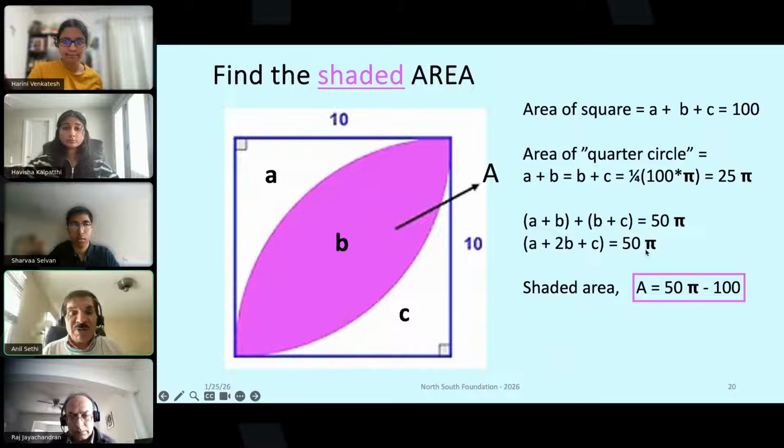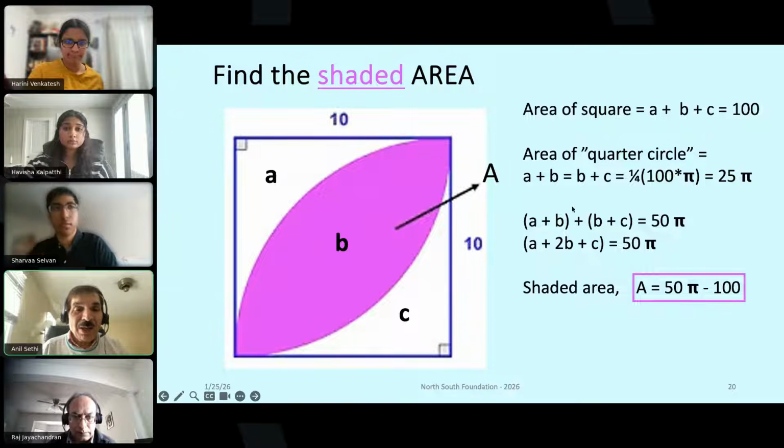So if you add them up, you get 50 pi as the sum of the areas of the two quarter circles, and the area of the square is 100. So it's just 50 pi minus 100, right? It takes more time to explain all these statements and less time for your mind to grab onto the concept that here this purple shape is counted twice.